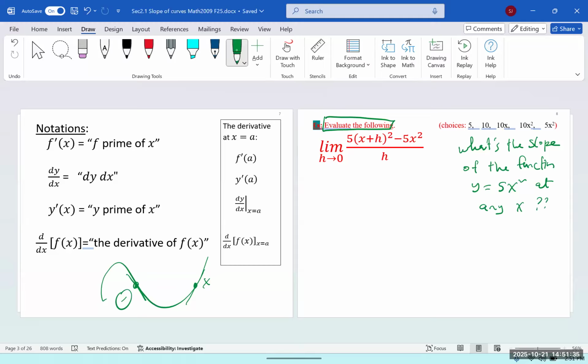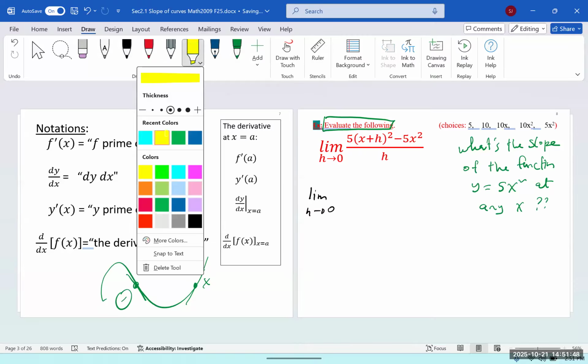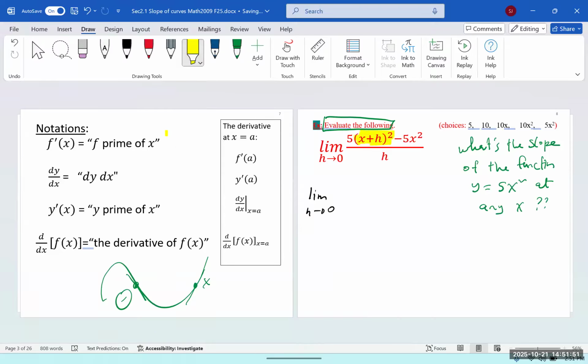Well, for this question, we're not going to do any calculus. Instead, we are going to do algebra, like the difference question you did before. You're not going to split, you're going to FOIL this. So we have 5 times (x plus h) times (x plus h) minus 5x squared, divided by h. Do you remember your difference quotient? So we're doing the difference quotient here, limit h goes to 0.